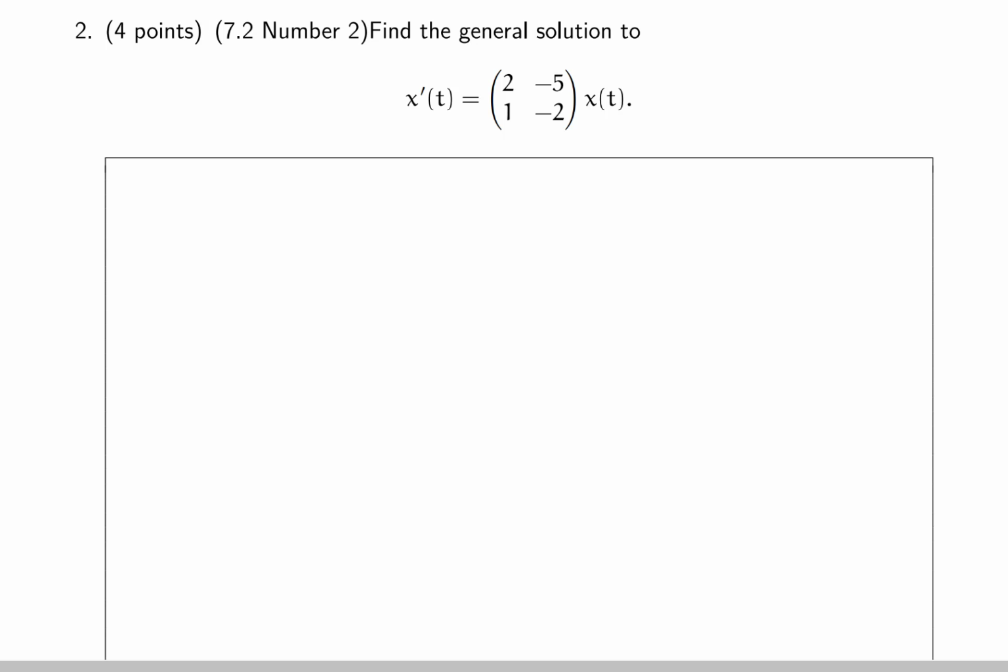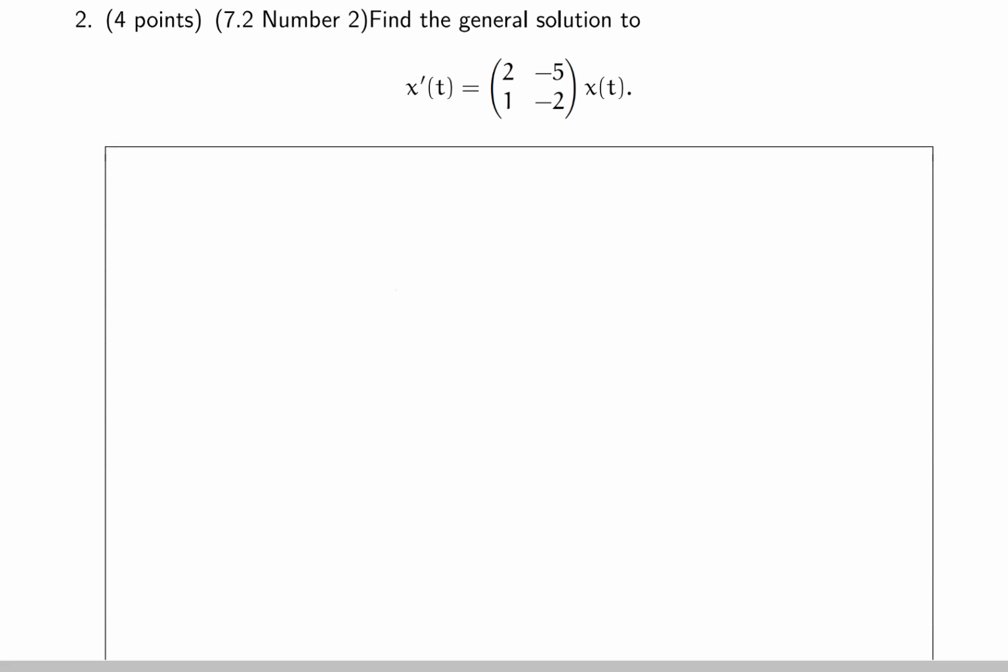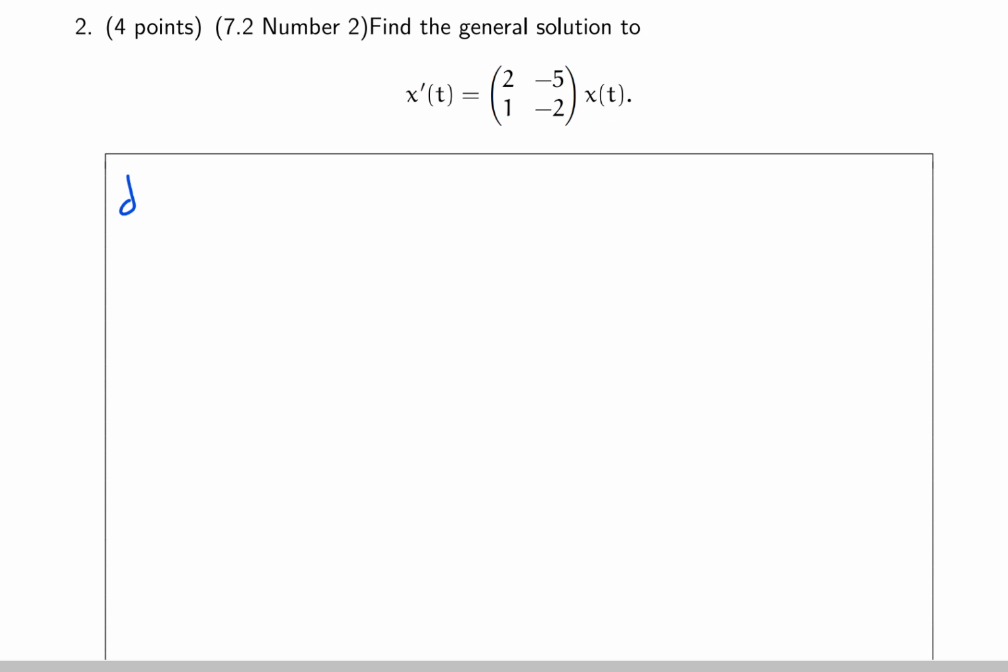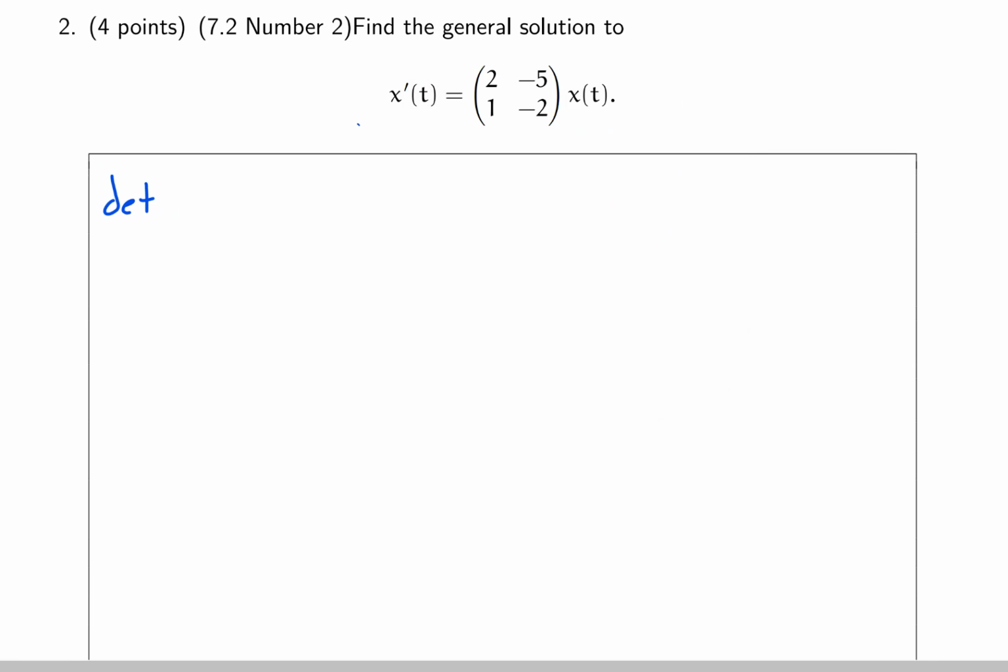Okay, so similar to the previous video, we are going to be finding the general solution to this system. And the first step is to find the eigenvalues and eigenvectors, and that will sort of guide us for what we need to do on the following steps. So for the eigenvalues, remember we said the determinant of M minus lambda I equals 0. So we want to look at the determinant of the matrix [2 minus lambda, minus 5; 1, minus 2 minus lambda], and set that equal to 0.